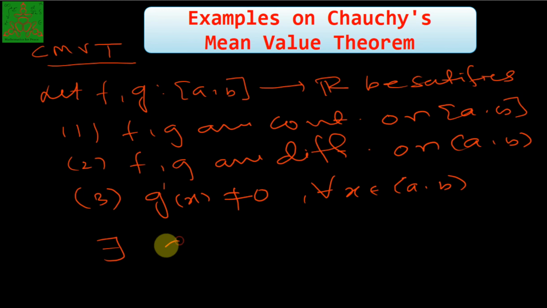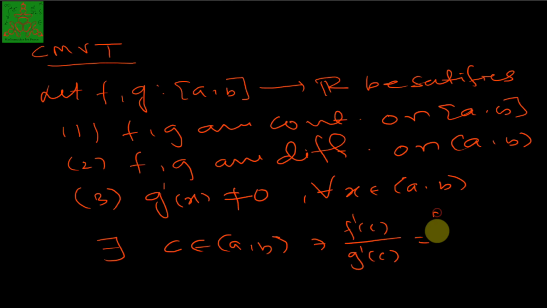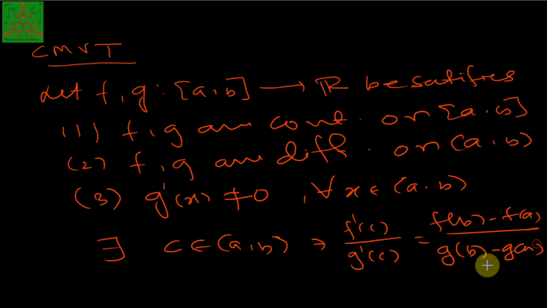Then there exists c in (a, b) such that f dash of c upon g dash of c is equal to f of b minus f of a upon g of b minus g of a. This was the theorem. The proof for this theorem we discussed in the previous lecture. Here we'll be dealing with certain examples based on CMVT.